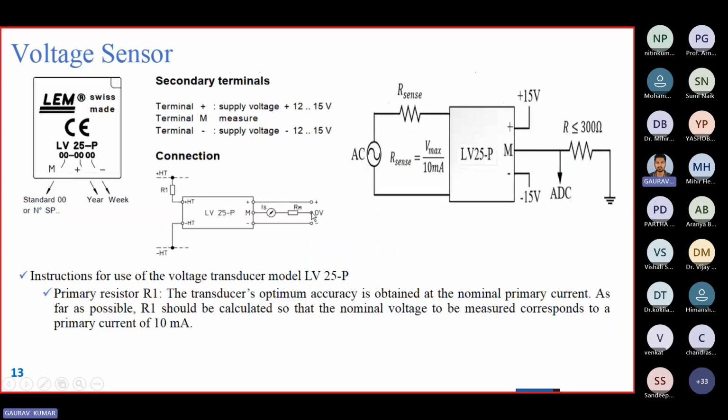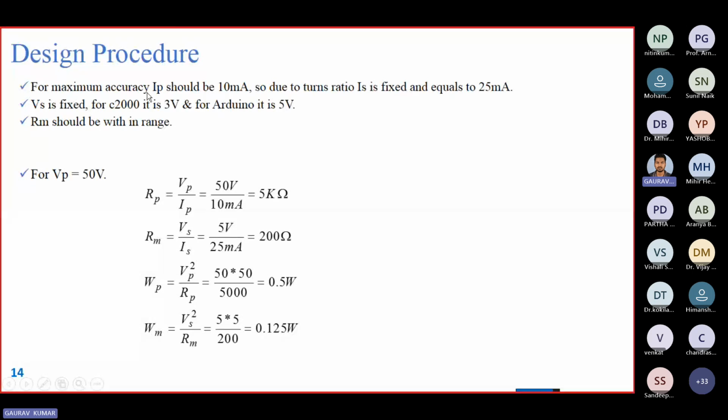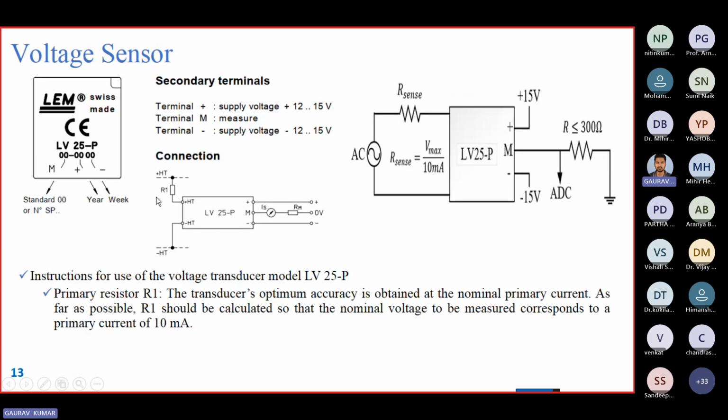So how to design it? For maximum accuracy, IP should be 10 milliampere, as I have told you, so IP is fixed. Due to the turns ratio of 2500 to 1000, the output current is 25 milliampere. The output voltage VS is also fixed: for the C2000 it is 3 volt, and for Arduino it is 5 volt. So we only have to design the resistance Rp, the primary resistance, and the secondary resistance, which is Rs or Rm, you can say.